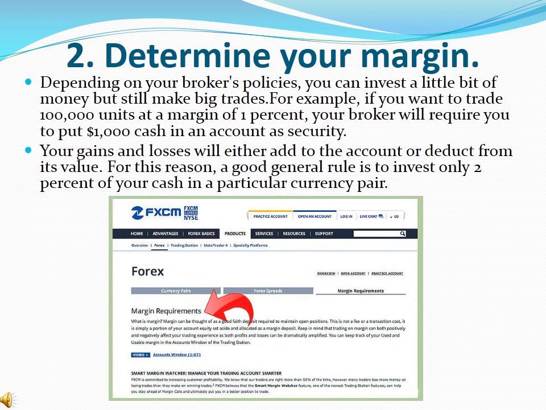2. Determine your margin. Depending on your broker's policies, you can invest a little bit of money but still make big trades. For example, if you want to trade 100,000 units at a margin of 1%, your broker will require you to put $1,000 cash in an account as security. Your gains and losses will either add to the account or deduct from its value. For this reason, a good general rule is to invest only 2% of your cash in a particular currency pair.